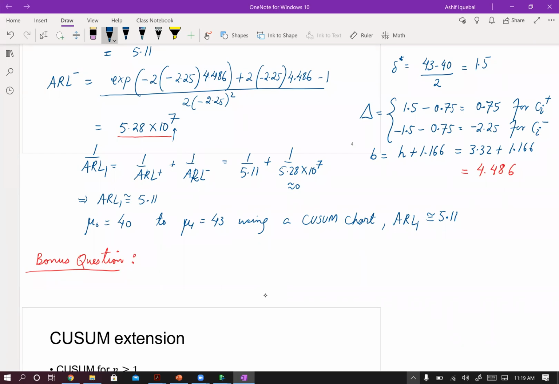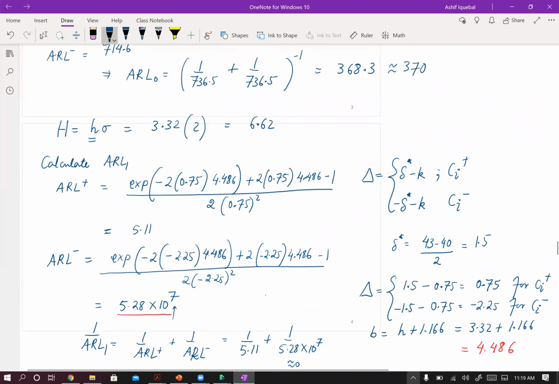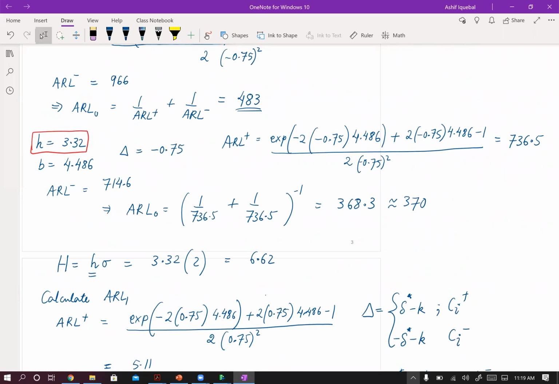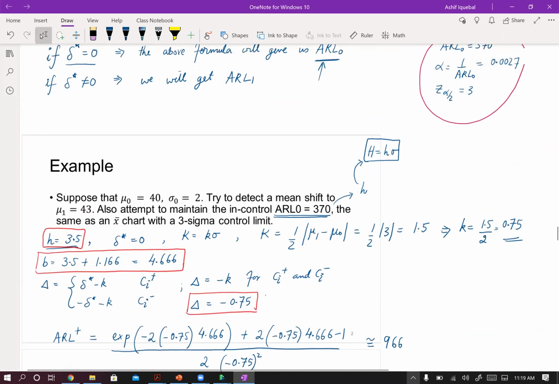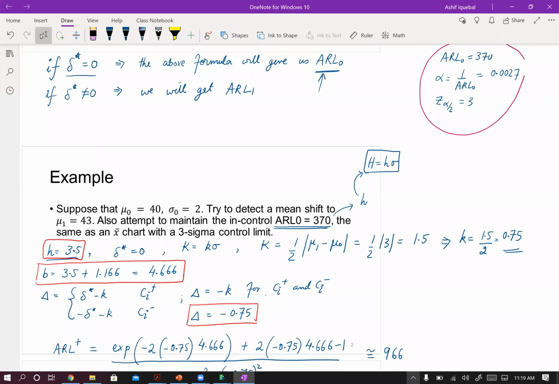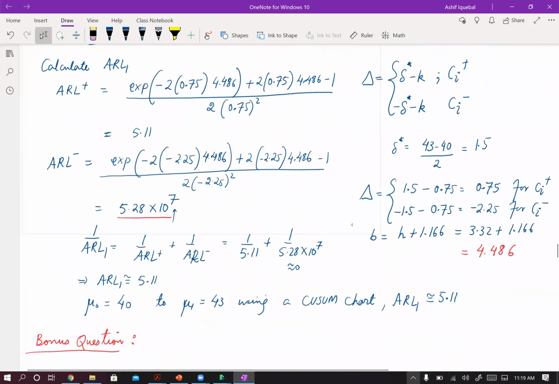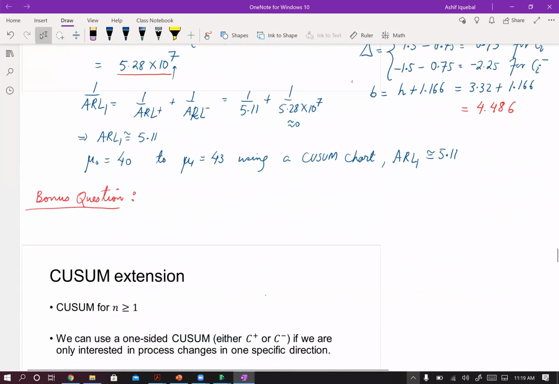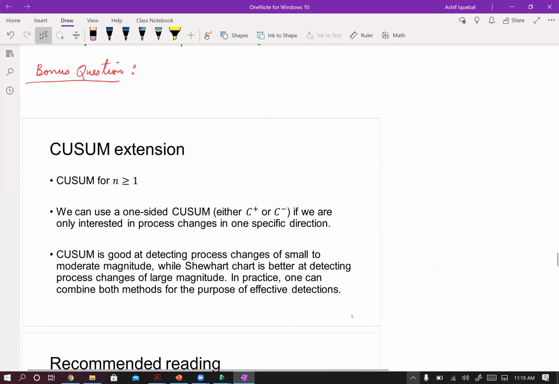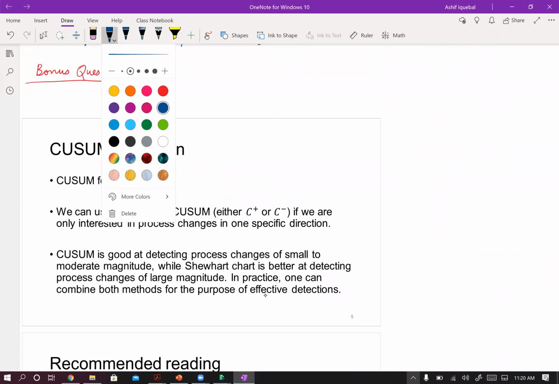Good, awesome. So this concludes the calculation of ARL1 and ARL0. It's a little complicated, not complicated, I would say mechanical work, but I would strongly recommend you go through each of these steps, because if you miss one of them, you might not get the correct answer in the exam. So practice a couple of times so you get it right.